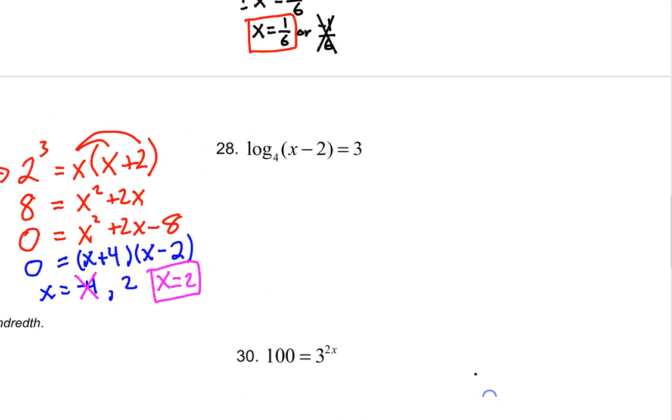Okay, number 28, same idea. We already have one log, so we can just rewrite this in exponential format. 4 to the third power is what number minus 2? And 4 to the third would be 64, which means x is 66.